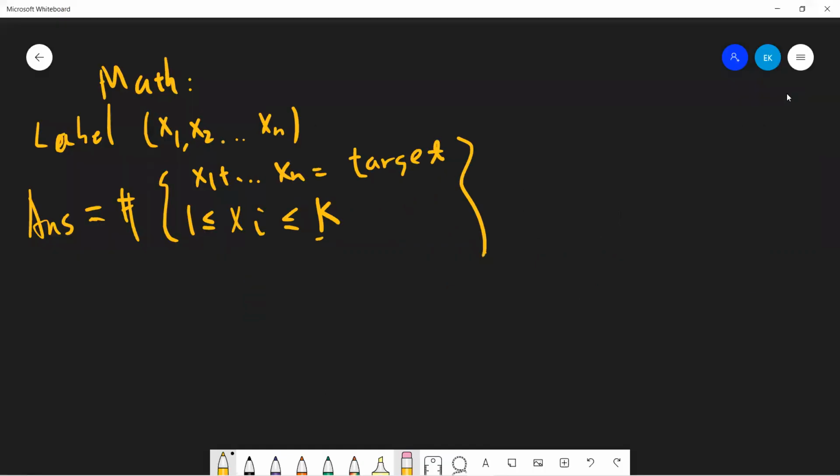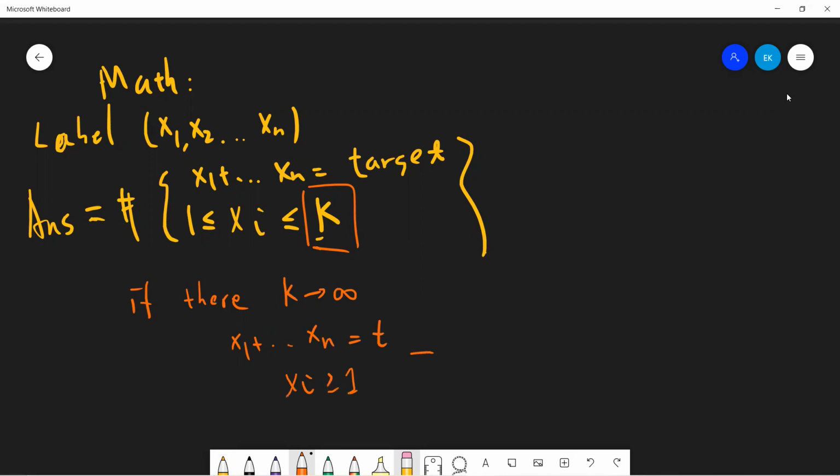Okay, so the difficult part comes from this k, right? If k can be infinity, then you just solve this, such that each y is greater than or equal to 1, right? So this is purely combinatorics. You should solve it very quickly if you know how to compute the binomial coefficient. Okay, but the problem is that we got k here, right? So this is the trouble. Okay.